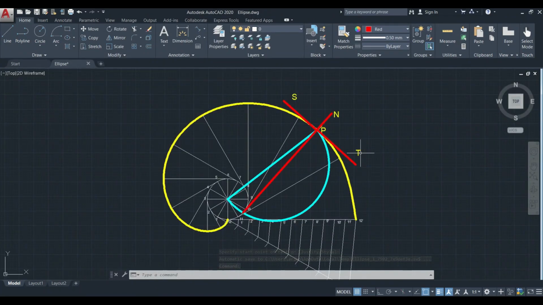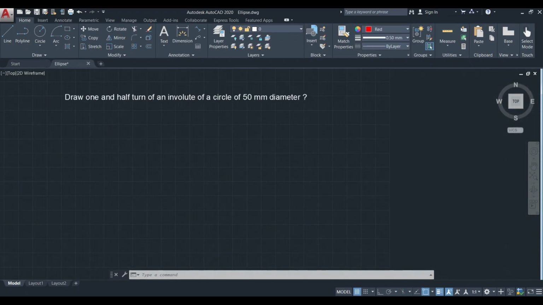This is how we can draw an involute with a tangent and normal having one turn. If the question is to draw the involute curve with 1.5 turns or 2 turns, then the procedure changes. For understanding that, we have another question of 1.5 turns.